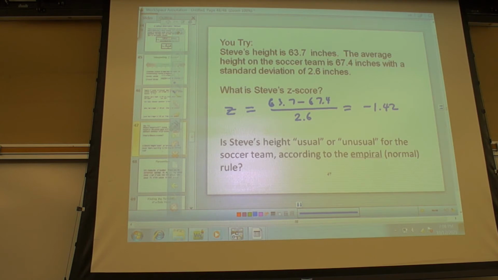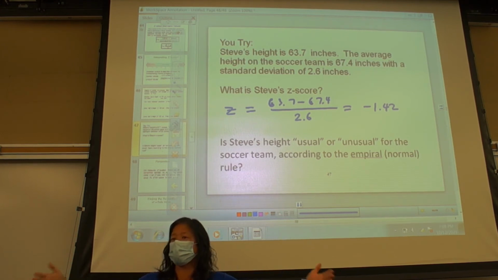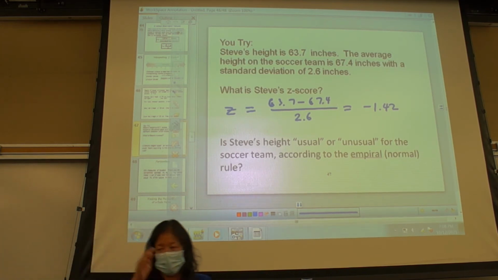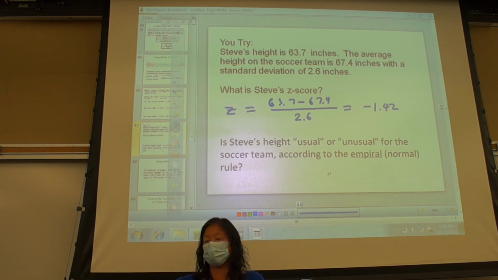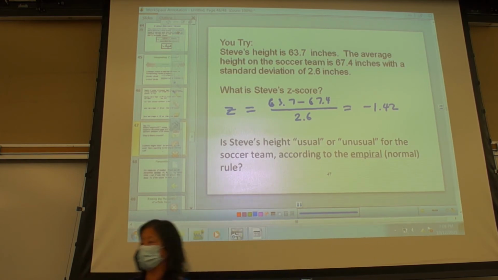Is Steve's height usual or unusual? Usual, because it's within 2 standard deviations, right? So between -2 and +2, those are the usual values. We talked about that before, how our minimum usual value was 2 standard deviations below, and our usual maximum is 2 standard deviations above. So those are kind of the boundaries for usual.